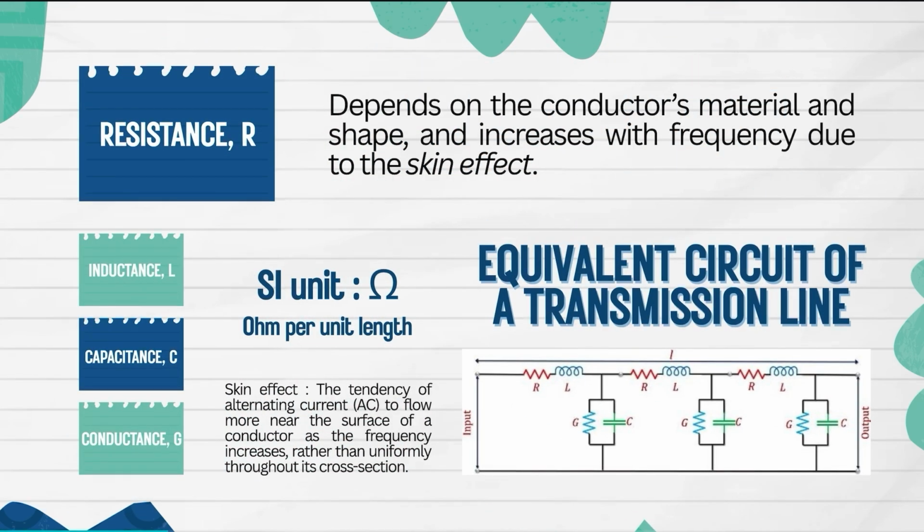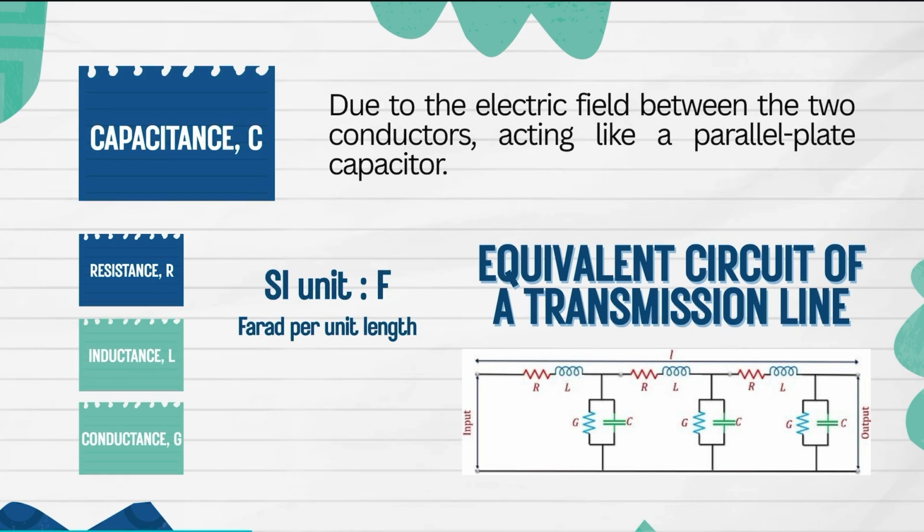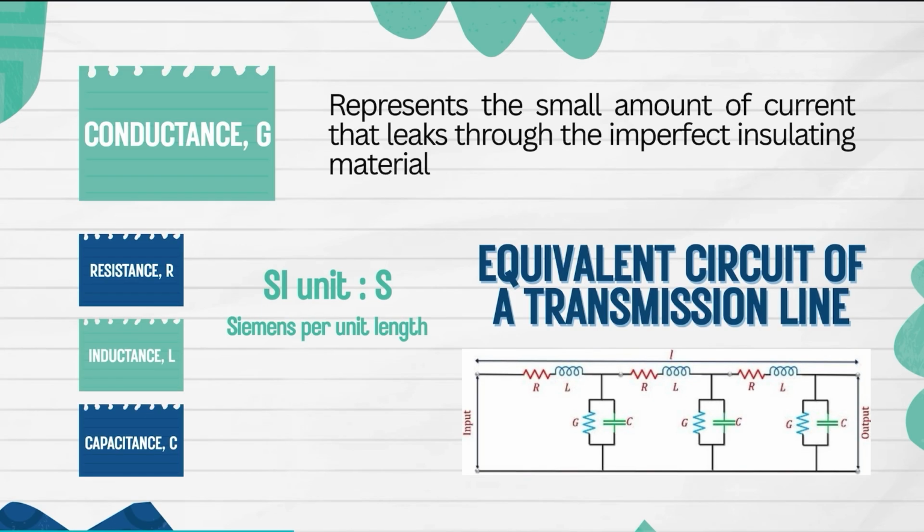Resistance depends on the conductor's material and shape and increases with frequency due to the skin effect. Inductance comes from the magnetic field generated by the current and resists sudden changes in that current. Capacitance is due to the electric field between the two conductors, acting like a parallel plate capacitor. And conductance represents the small amount of current that leaks through the imperfect insulating material.